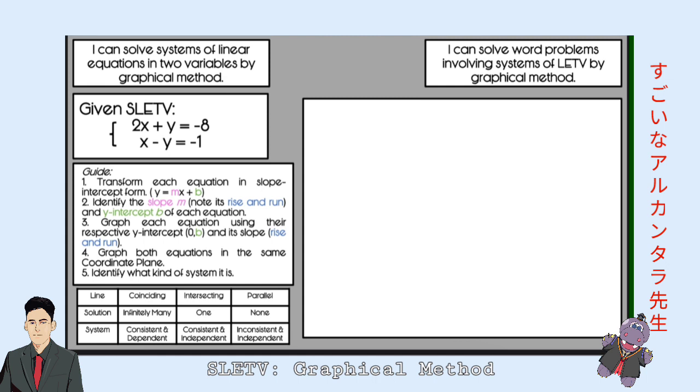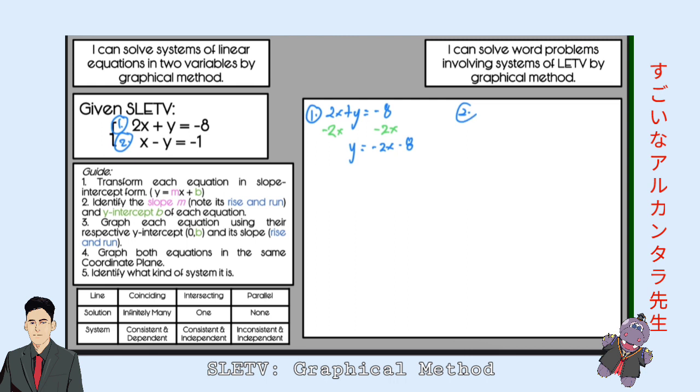So for example, now we have 2x plus y equal to negative 8. Then x minus y equal to negative 1. Let's have the first one right here. 2x plus y equal to negative 8. Subtract 2x to both sides. To isolate the y variable, which is one step only, you get y equals negative 2x minus 8.